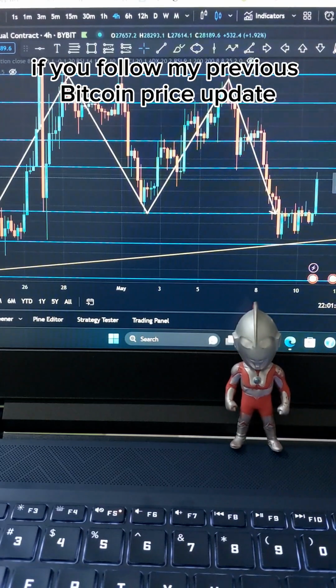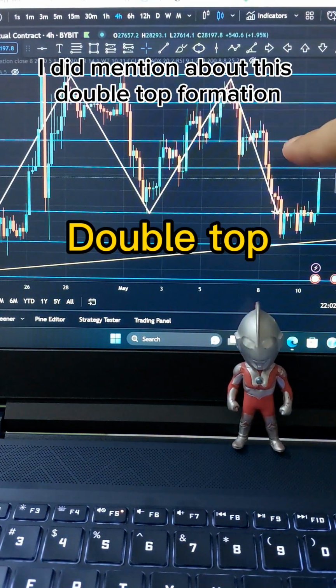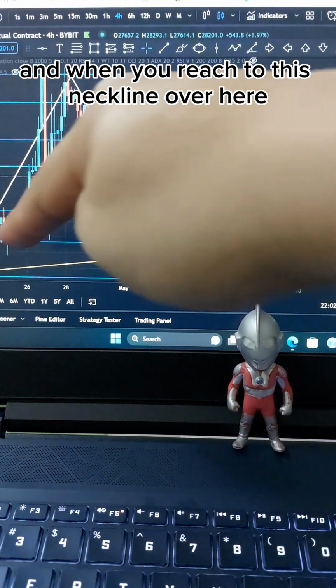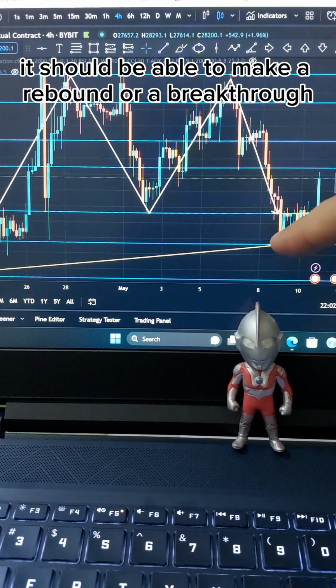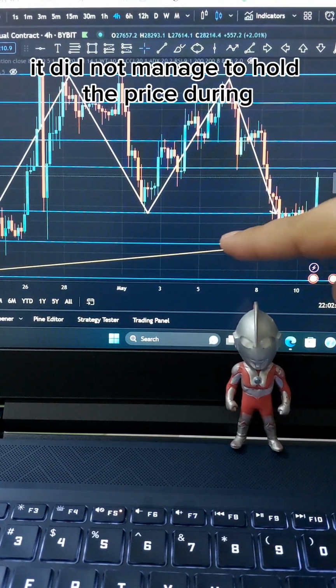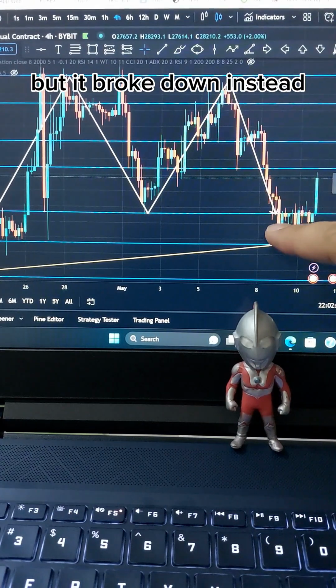Come, let me show you the Bitcoin chart. If you follow my previous Bitcoin price update, I did mention this double top formation, and when it reached this neckline over here, it should be able to make a rebound or a breakthrough. But unfortunately, it did not manage to hold the price at the trend line, and it broke down instead.